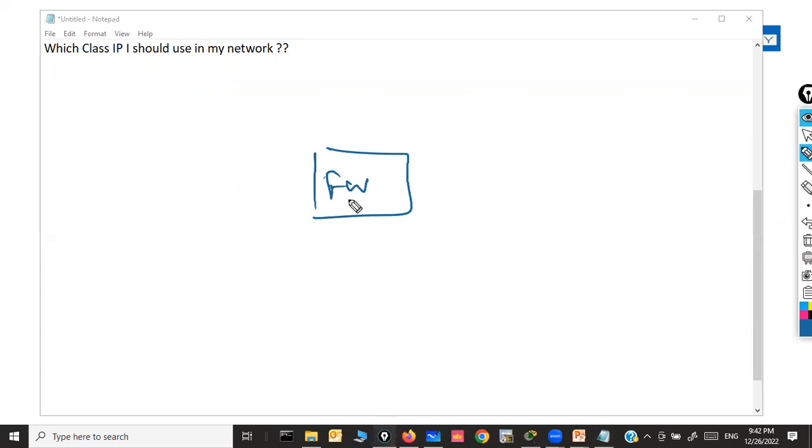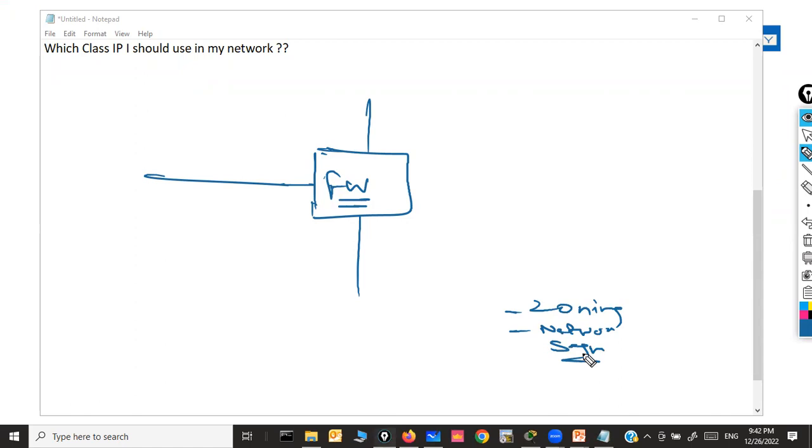Let's say in your network, basically what we do is we put a device also, a firewall device, in fact, a security device. So we generally do network segmentation or zoning, security zoning. We intentionally create different network segments.